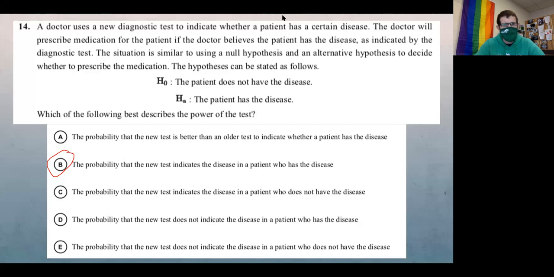Okay, there it is. The power is the probability that the new test indicates the disease in a patient who has the disease. And that's what we want.